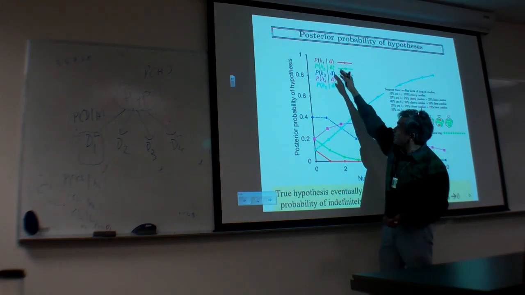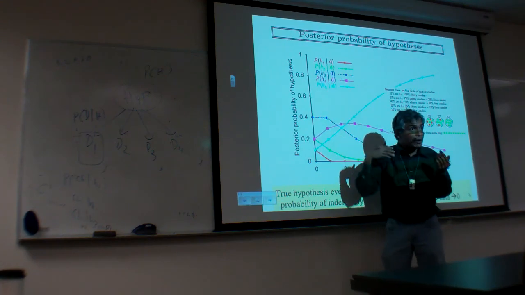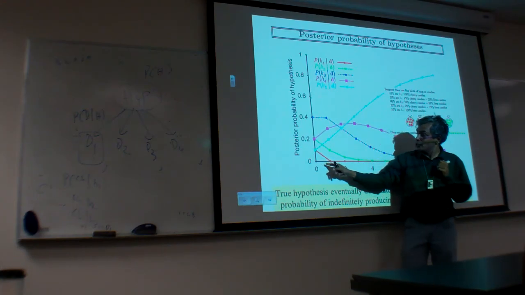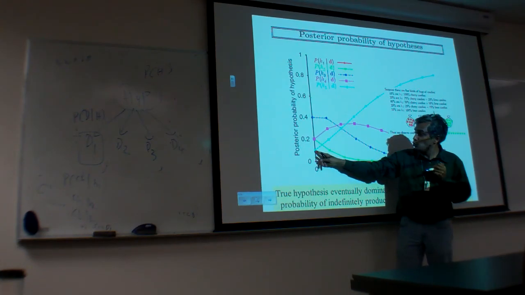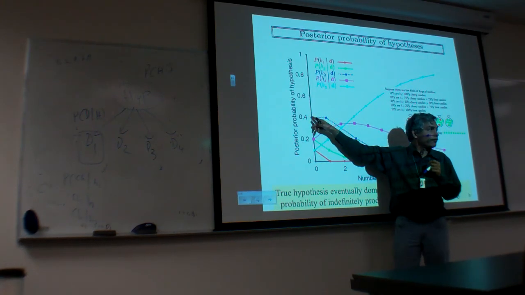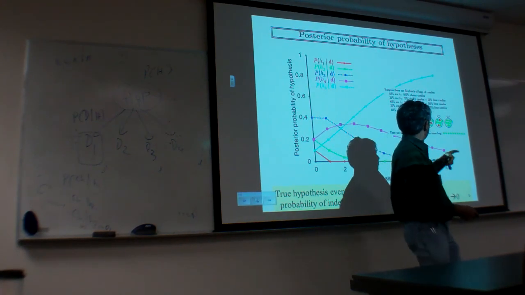And notice that if you haven't seen any data, the probability of the hypothesis given no data is the prior probability of the hypothesis. So in the beginning, you essentially had two which are at 0.1, two which are at 0.2, one which is at 0.4. That's what we had, right?